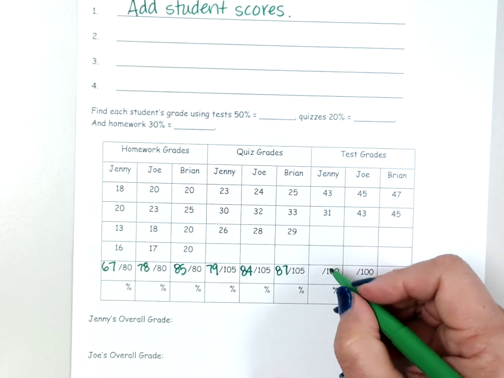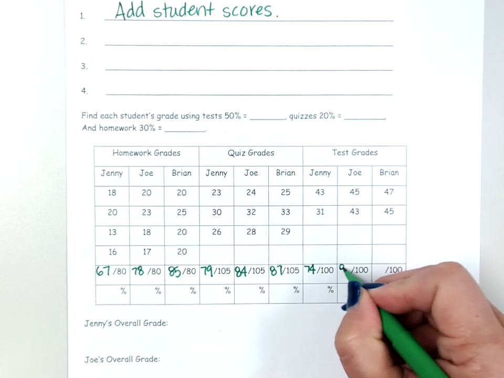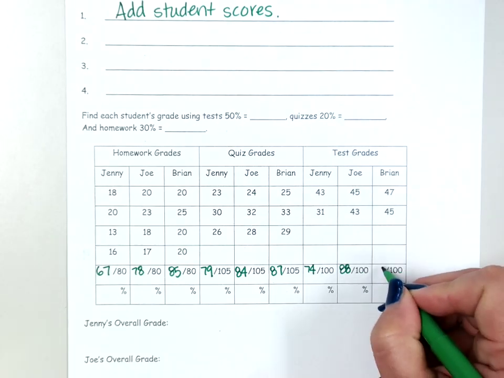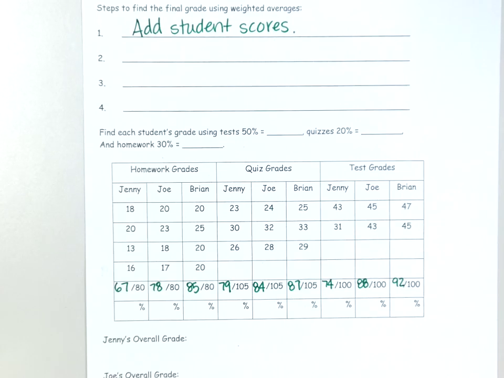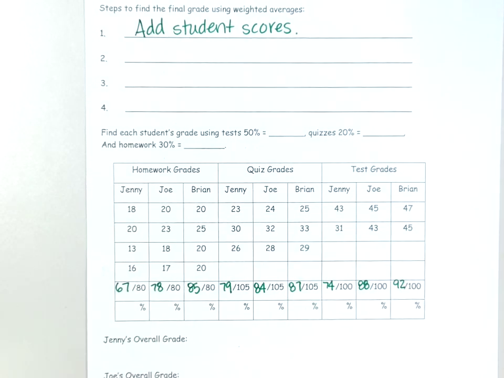Over here, Jenny's test grades are 74. Joe's test grades are 88. And Brian's are 92. So we added up all the scores. That's step one. And for your homework, it's going to look a lot like this in the chart so that you'll do these steps as well there.